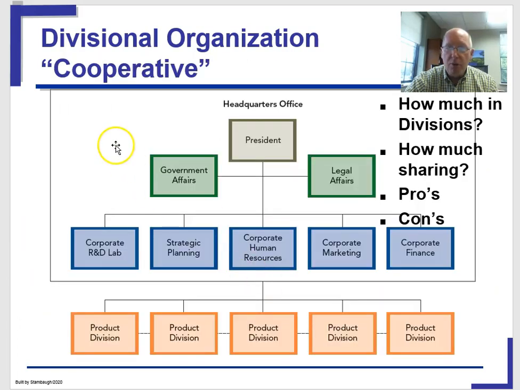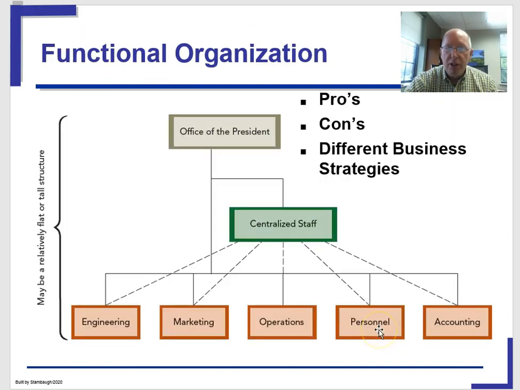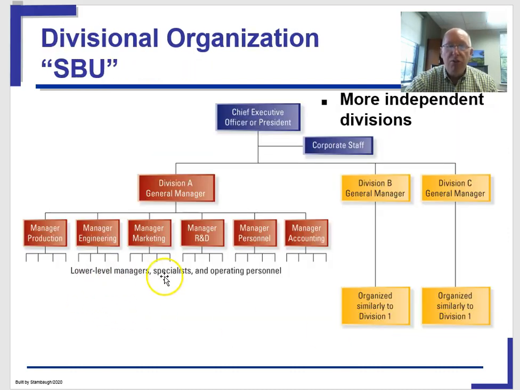In the cooperative form, you may not have any finance people. You may not have any accounting people down in the product divisions. You may not even have any marketing people down in the product divisions. So you don't have everything necessarily. In the SBU, you do have everything. And so you have great cooperation, great communication within the division, maybe not as good to the other divisions. From a cost standpoint, this can also be a very costly strategy because you do have more duplication.